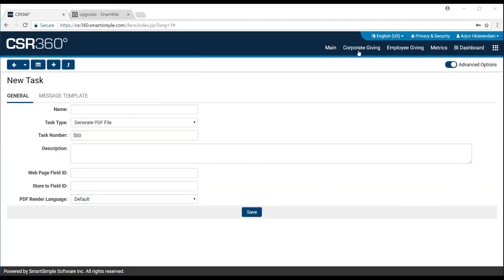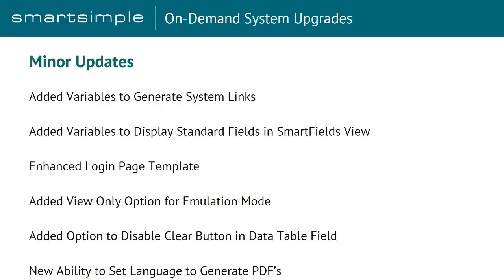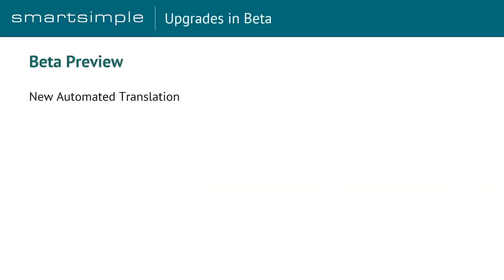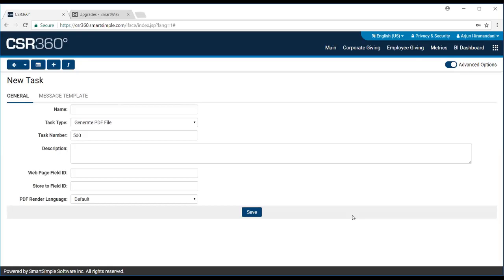Moving forward, we discussed these minor updates. Now we have a new feature which is still in the beta version, and that feature is new automated translation. What is this new automated translation? It means you can create translations of custom fields. Instead of manually creating the translation, the system can create a translation for you.